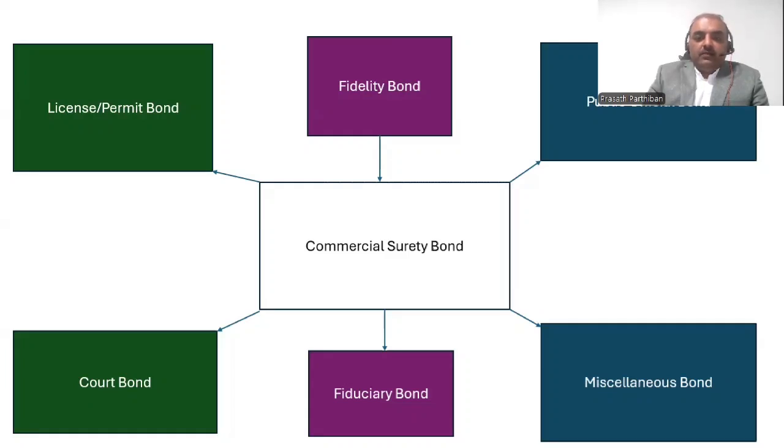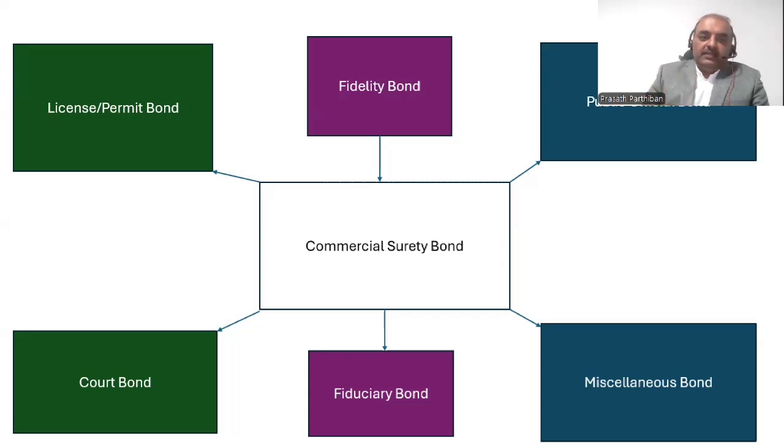Today I'm going to talk about commercial surety bond. This is nothing but anything that has to do with laws or statutory rules or regulations. We need to have commercial surety bond. In our previous lesson, we talked about contract bond, which is if you are a business involved in contracts with third parties, you need to have that. Whereas commercial surety bond deals more with laws, regulations, etc.